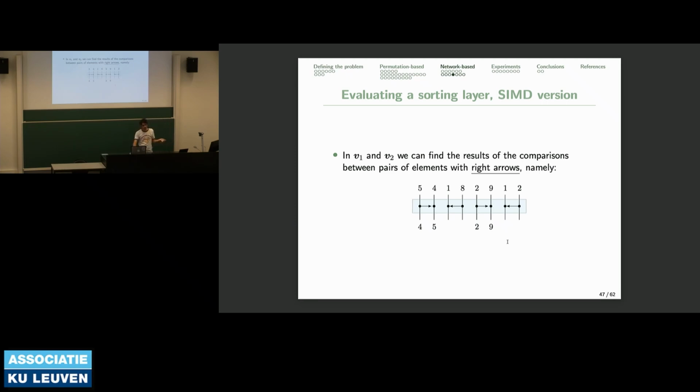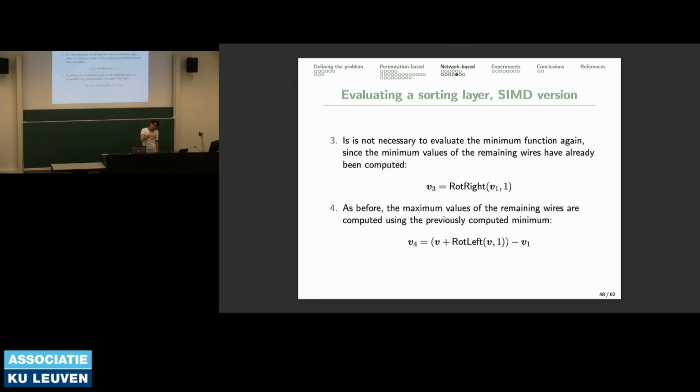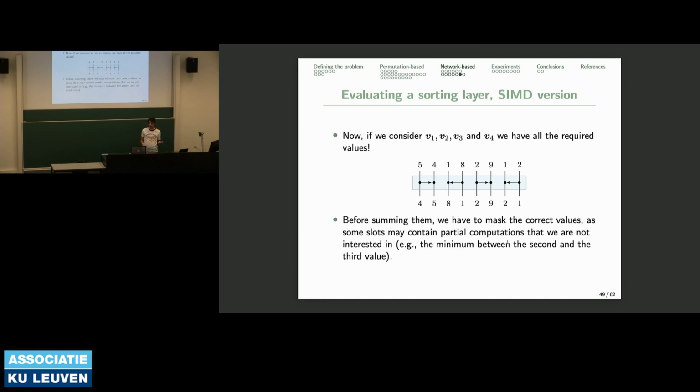But we can actually do the same thing on the arrows pointing left. Again, we do not have to compute the minimum function again because we already did that. We can just pick the minimum that we have in V1 and just rotate it right. And we apply the same idea to get the maximum with just x plus y minus the minimum. So with this approach, we evaluate a layer of a sorting network actually running the ReLU function just once.